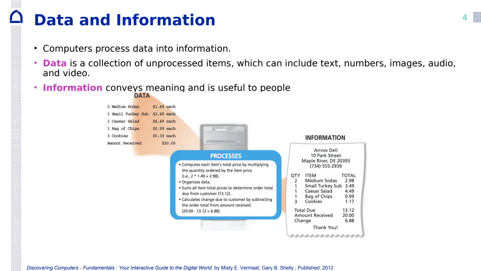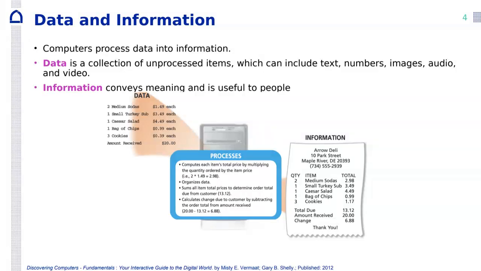Data into information. Data is a collection of unprocessed items. Once you organize it, once you produce something useful from the data, then we call it information because it gives us some useful information. If it is raw, we call it data. If it has been given some meaning, then it is called information. Okay? So information conveys meaning and is useful to people.